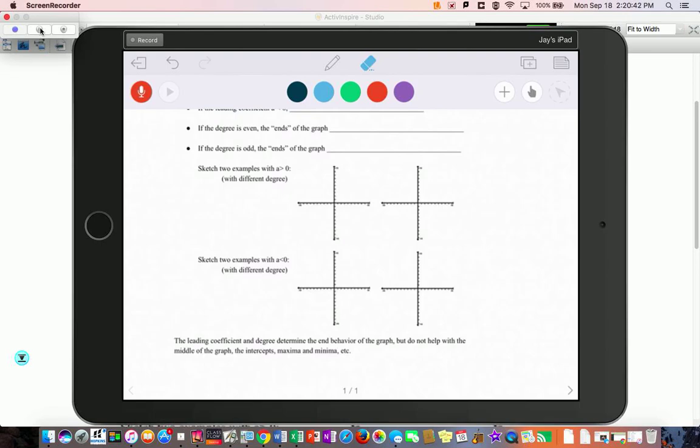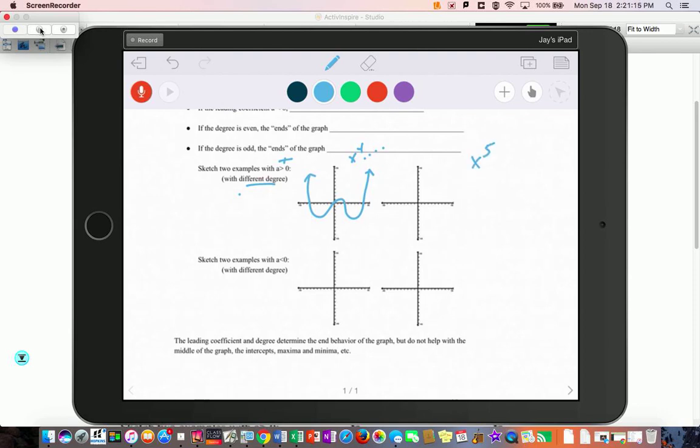So I could do some examples where I have positive and different degrees. So maybe something that is in the x to the fourth with some other terms. I could go in and say, okay, well, x to the fourth, if it's positive, the tails have to go up. So it might do something like this. It might come down and kind of create the W graph. But notice both tails in this particular graph point upward.